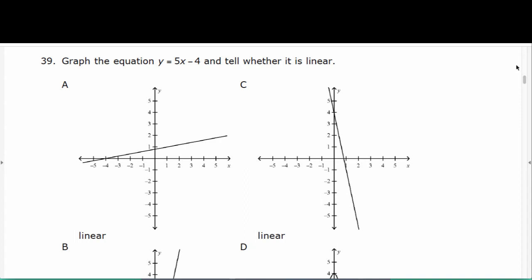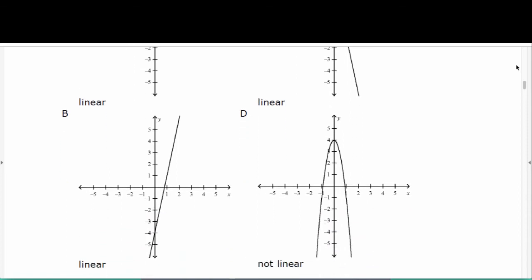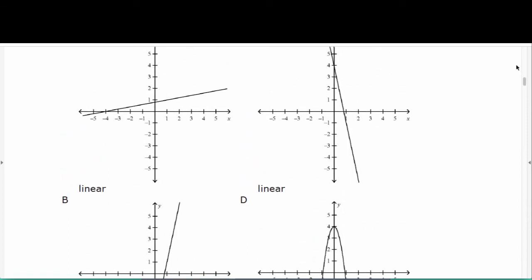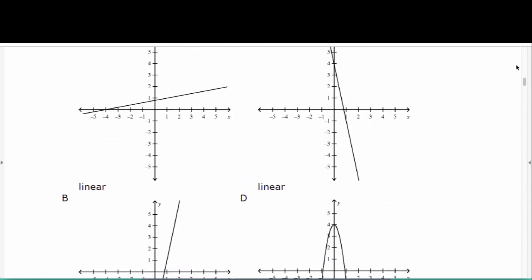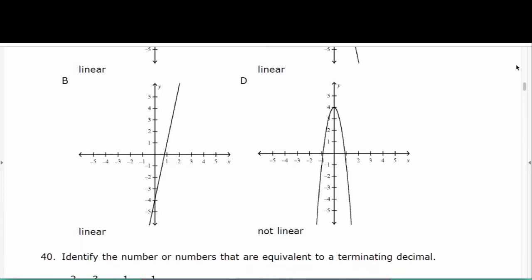Question 39. Graph the equation y equals 5x minus 4 and tell whether it is linear. A, B, C, D.